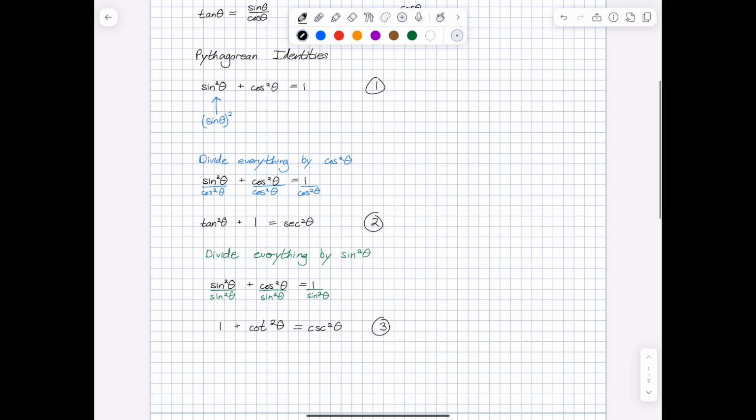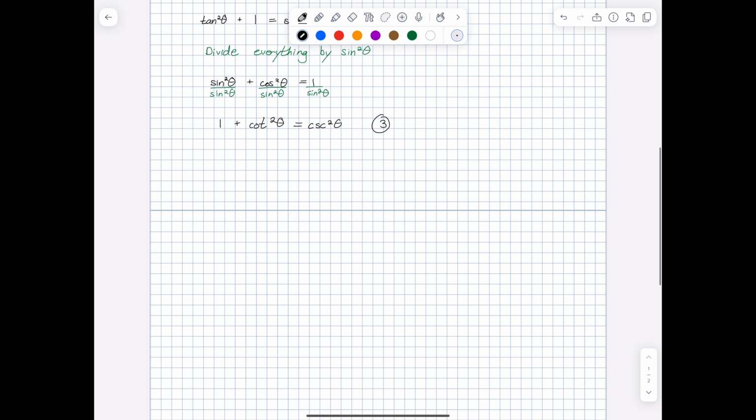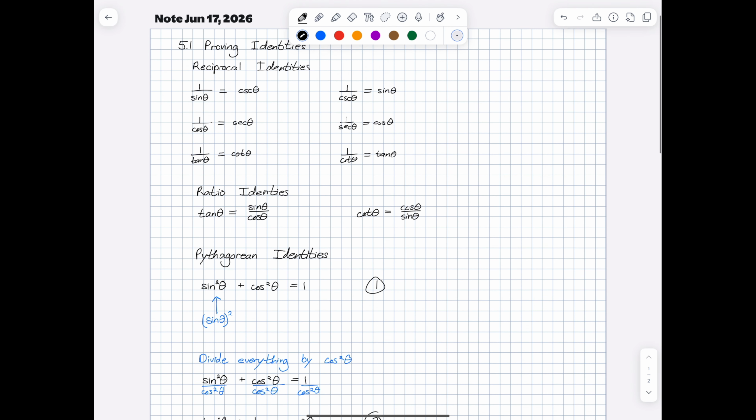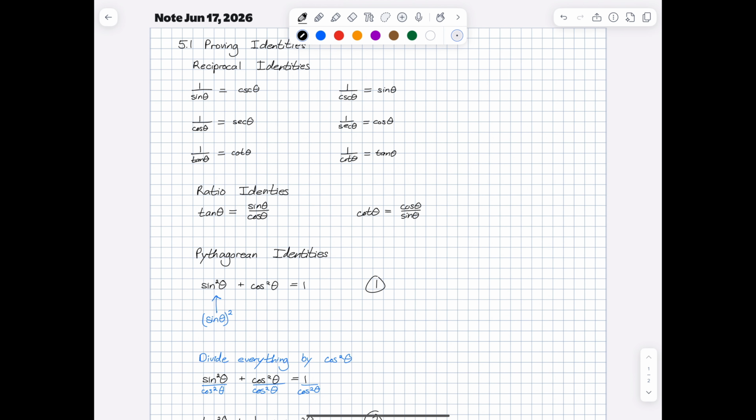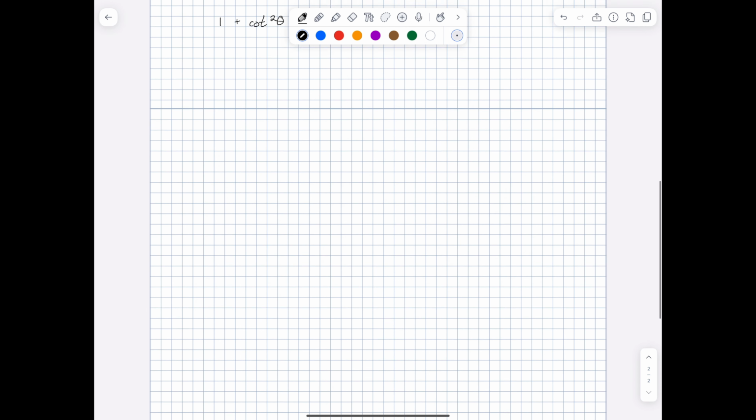And that is really a summary of everything that you need to have memorized. Anything beyond that, identities will be given to you on a formula sheet. But these you definitely need to know. So that's really the background info that we need to be able to prove identities. You need to know your reciprocal, ratio, and Pythagorean identities.